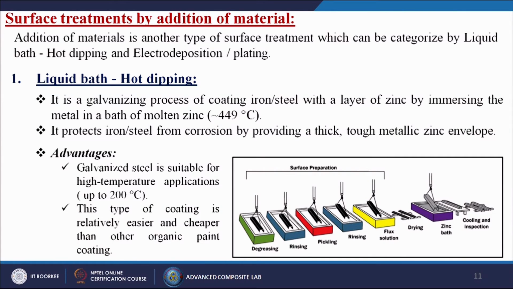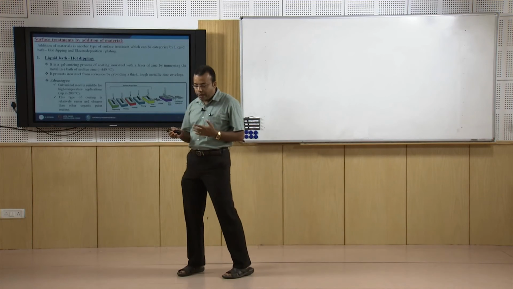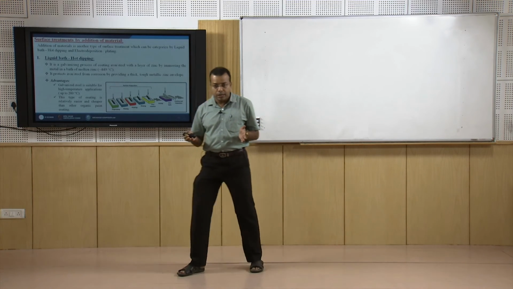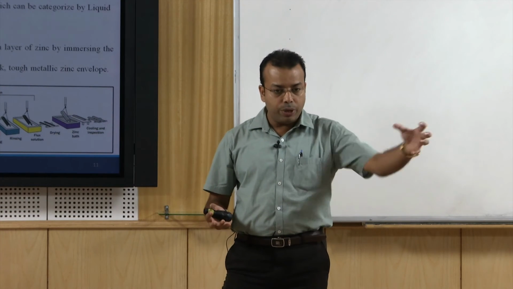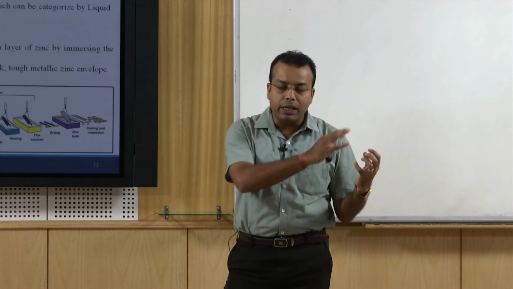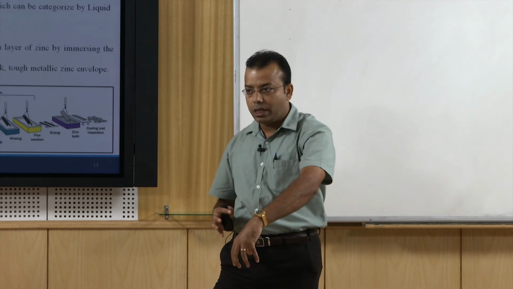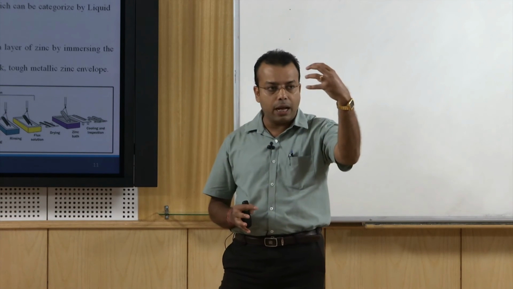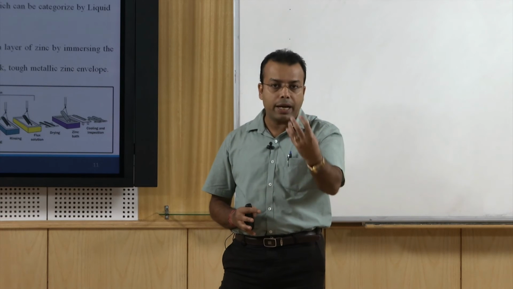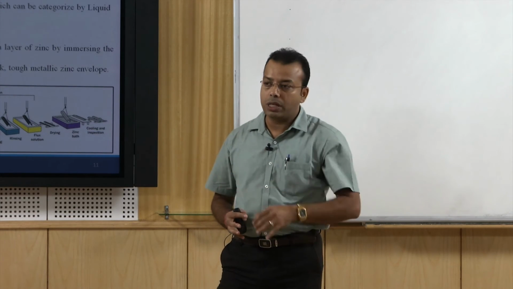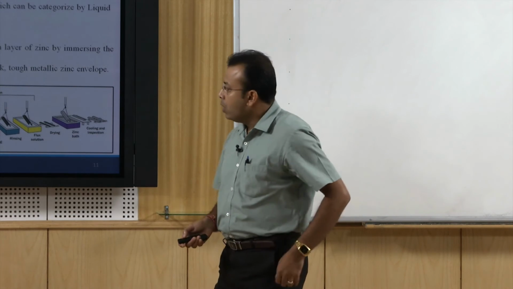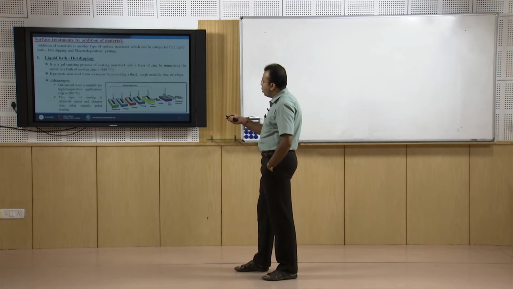As we know, the zinc melting temperature is around 440 to 450 degrees centigrade. So, we are having one bath of molten zinc. Simply we are taking our material, first we are cleaning it, then we are dipping this into the molten zinc, then after a certain time we are taking out the sample, allowing it to cool, and when it is cooled we use it for our purposes. That is why it is called the liquid bath hot dipping process.